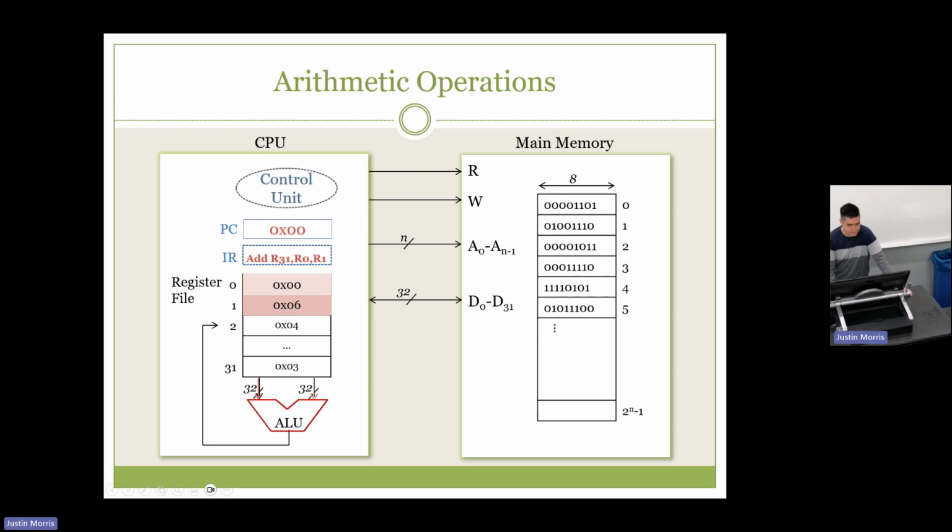And now that it's in our instruction register, we can figure out that we need to read from the register file R0 and R1, right? So R0 is here, R1 here. Tell the ALU to do this add. So we'll get 6 back out of here, right? And store it into R31. So now R31 becomes 6.